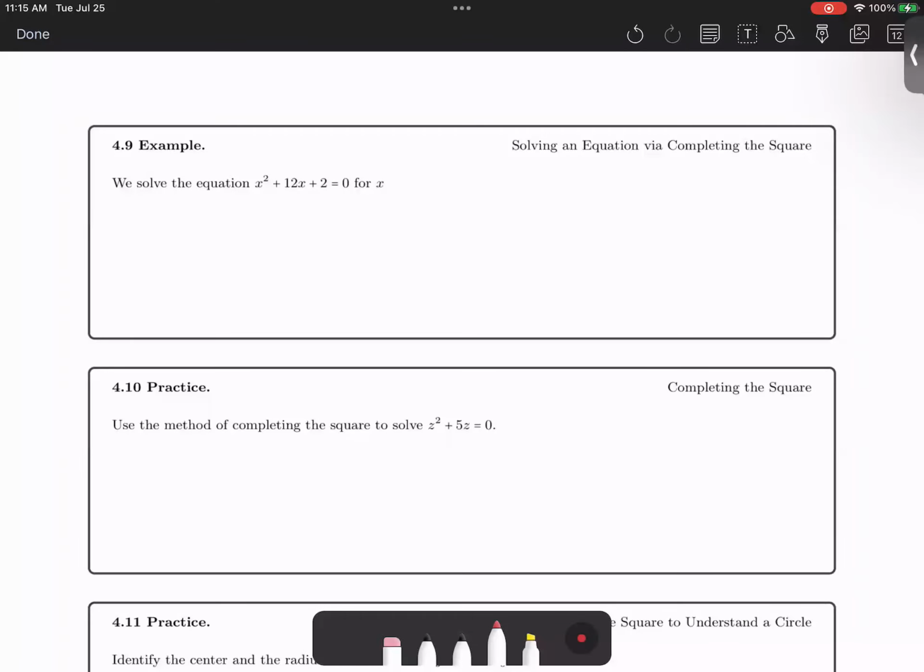Let's see how we can use the idea of completing the square to solve an equation. So here we have x squared plus 12x plus 2 is equal to 0. And this is kind of hard to solve for x, because if you move that x squared term over to the other side, you've still got this 12x term. And if you move the 12x to the other side, you've still got that x squared term. So it's the fact that I've got x squareds and x's all mixed up here that makes it pretty hard to solve for x.